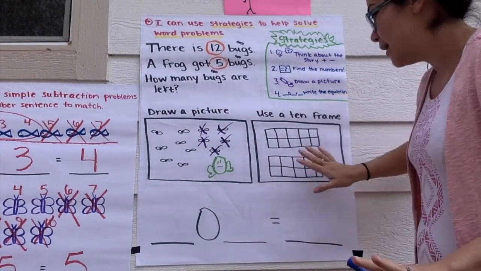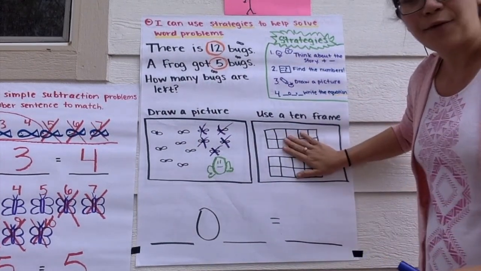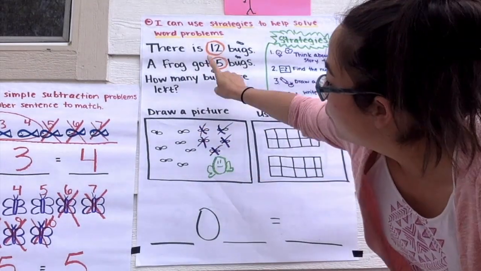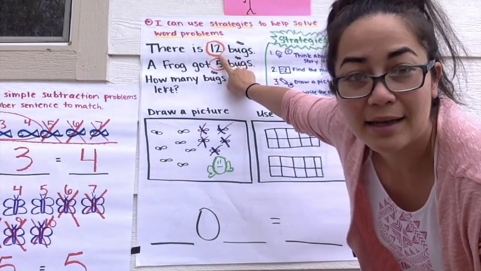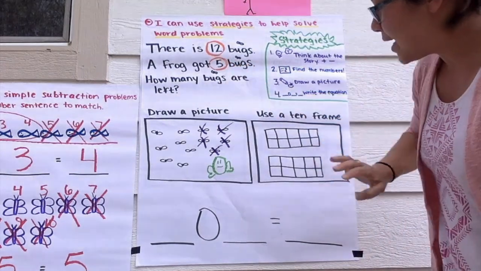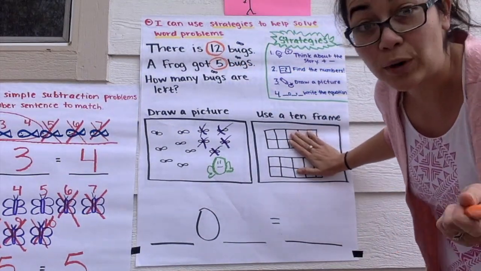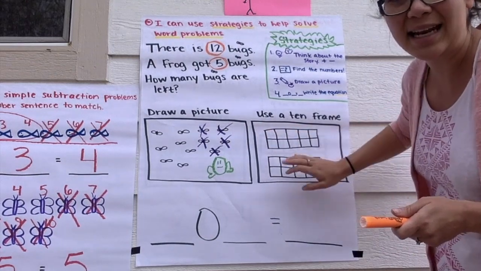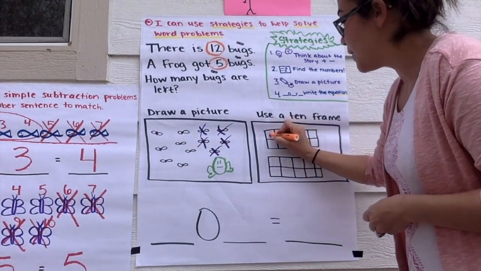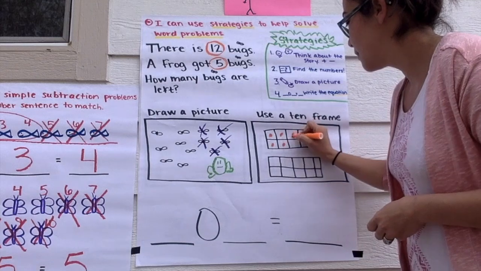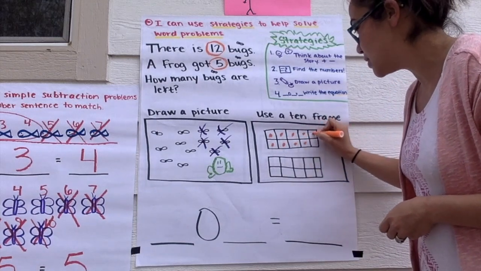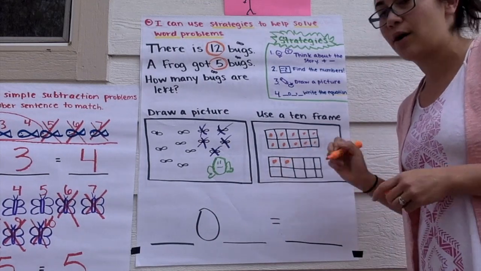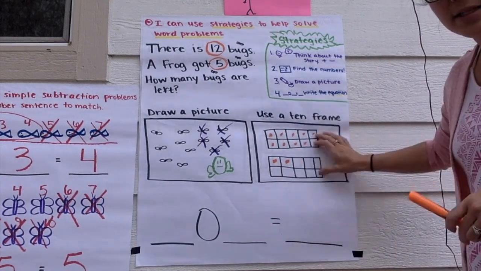But before I do that, I want to show it on my 10 frame. So again, friends, how many bugs did we have in the beginning? 12. So I know to make 12 on my 10 frame, because we learn how to do this with teen numbers, we know 12 is 10 and some left over. So I'm going to fill in my 10 and then I'm going to count on. There's 10, 11, 12. 12 bugs to start out with.